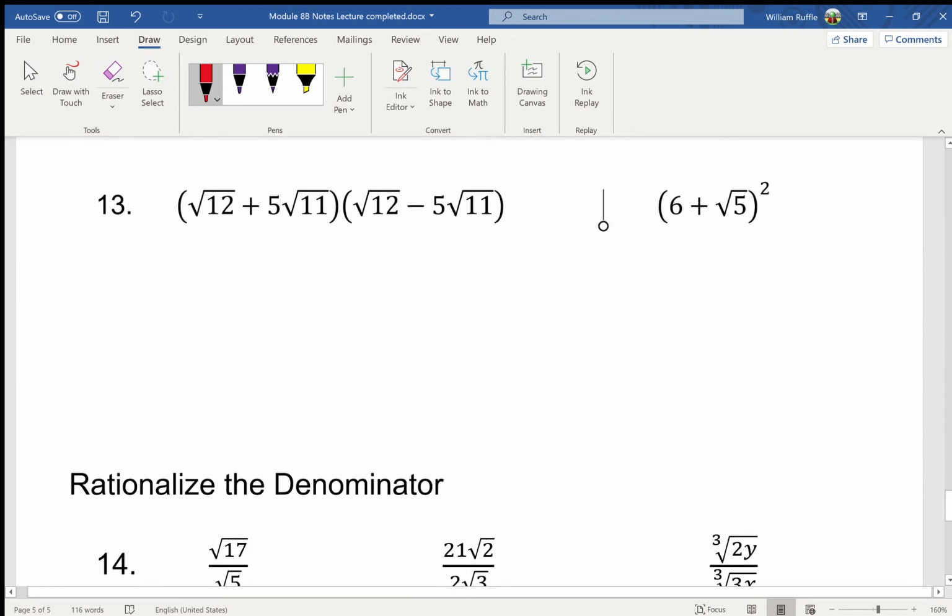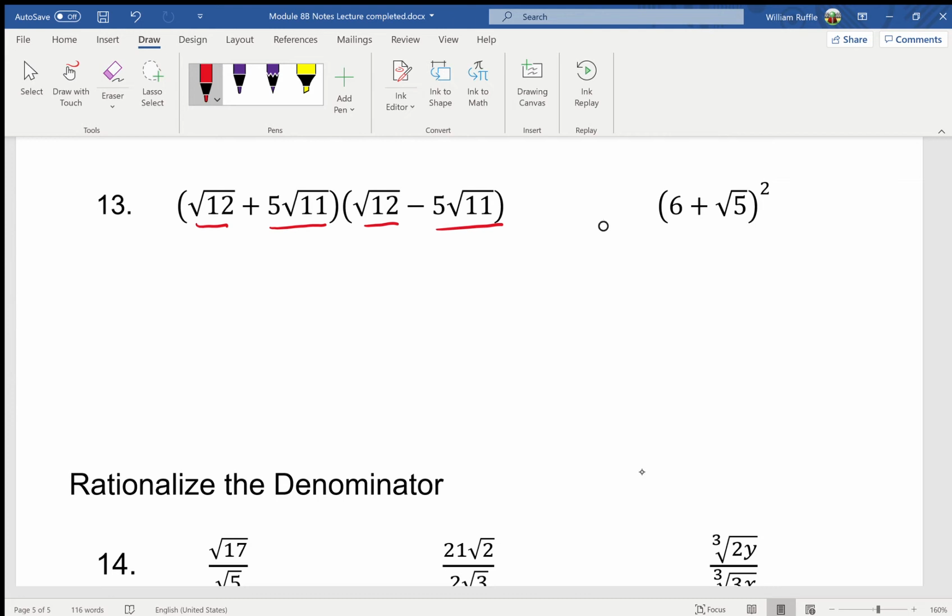All right, this one. This is a very, very important one. If you notice, square root of 12 plus 5 square root of 11, square root of 12 minus 5 square root of 11, one's plus, one's minus. So really, this is difference of squares, isn't it? Except we're going backwards. We're foiling it out. So now, when we do this, this is special because the middle term goes away.